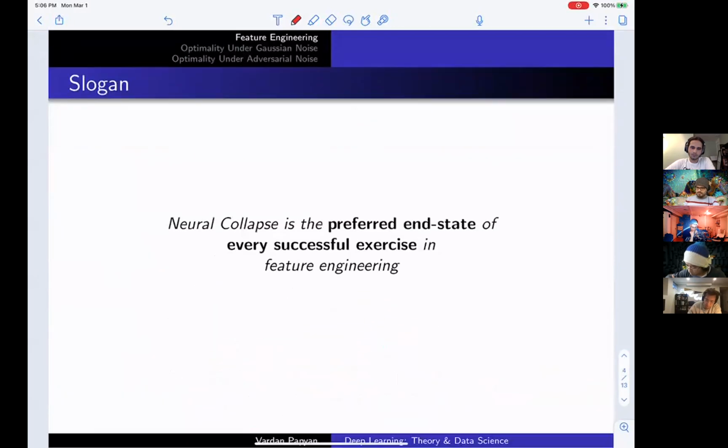So imagine the following slogan. The slogan says, neural collapse is the preferred end state of a successful feature engineering. So if your training was successful, neural collapse would emerge. But the question is why? Why would neural collapse emerge for every successful feature engineering exercise?